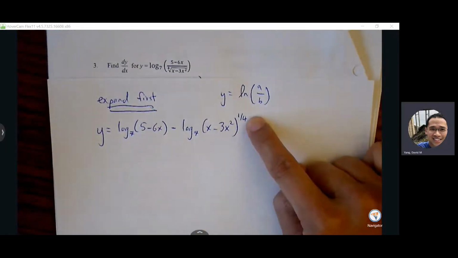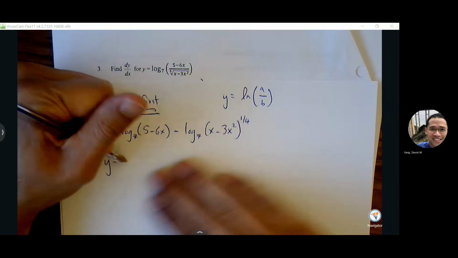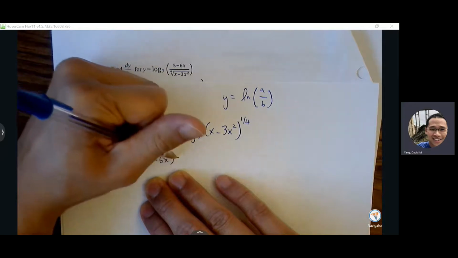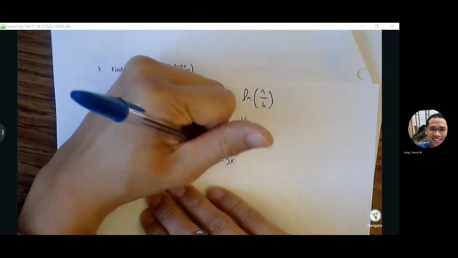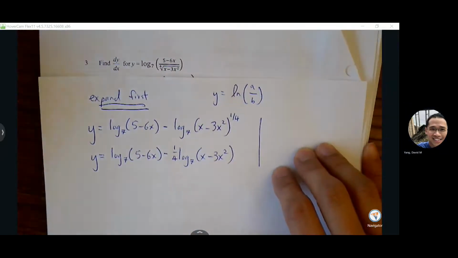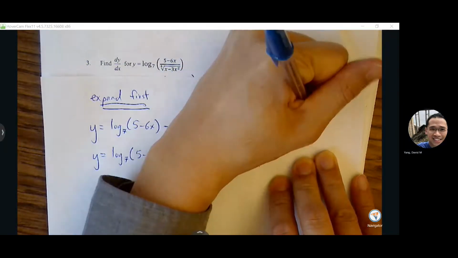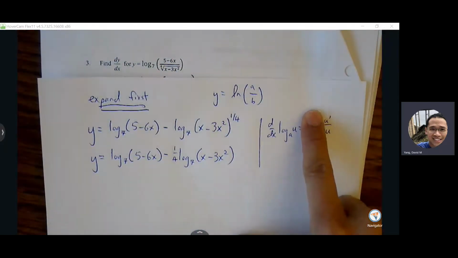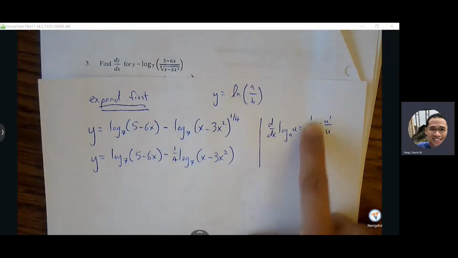Keep expanding, bring that exponent down. All right, we wrote that 4th root as raised to the 1/4. Keep in mind the derivative for log base a of u is 1 over natural log of a times u prime over u. It's basically u prime over u, just with a little bit of adjustment with the fact that it's log base 7 and not log base e.